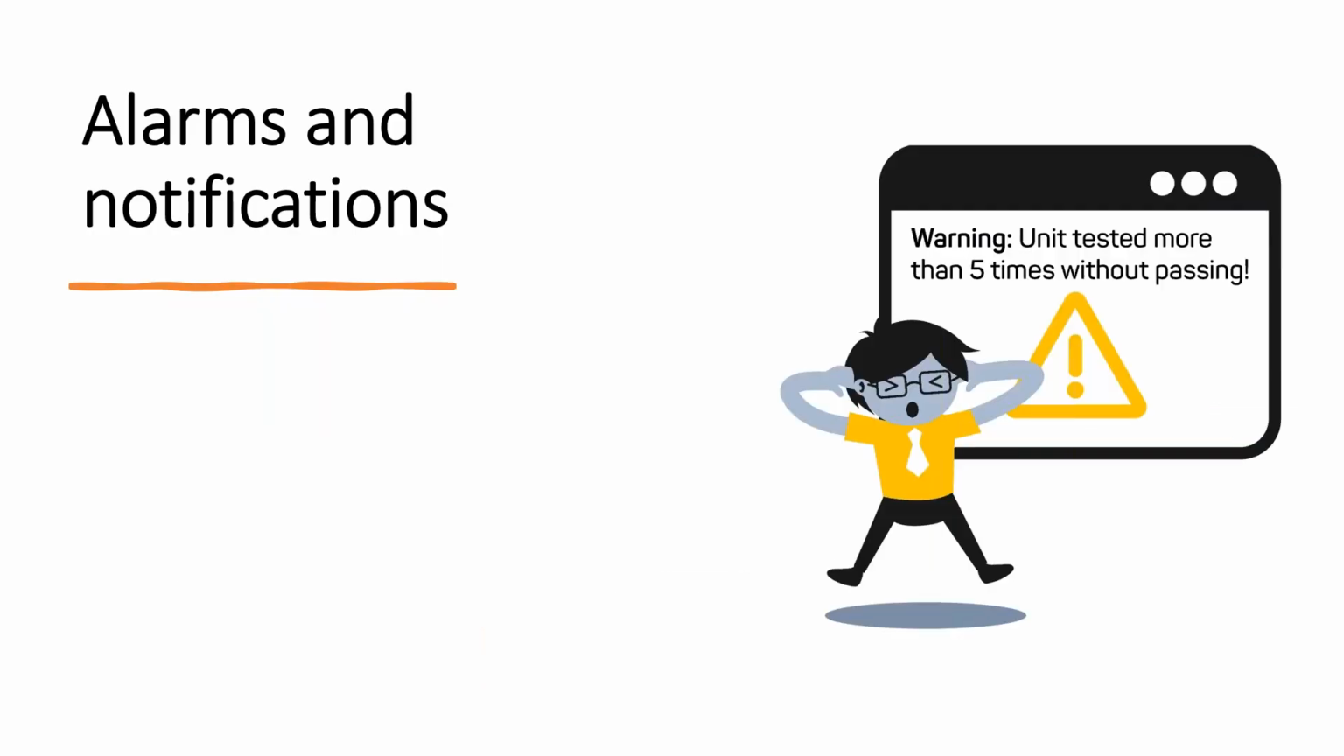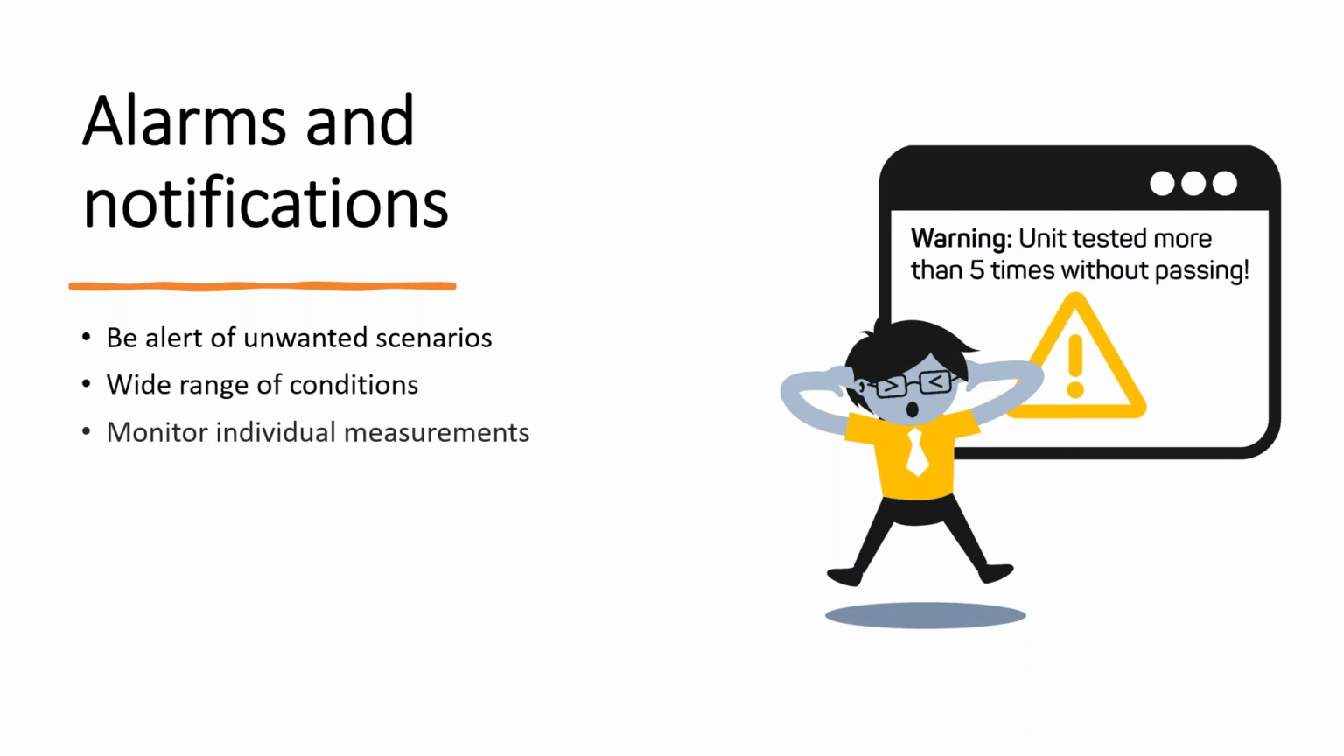Next up, alarms and notifications. The alarms and notifications module allows you to automate parts of your monitoring, and it does so by defining scenarios that you want WATS to alarm you about. It contains a wide range of conditions. You can monitor individual measurements. You can also monitor yield levels and yield trends.